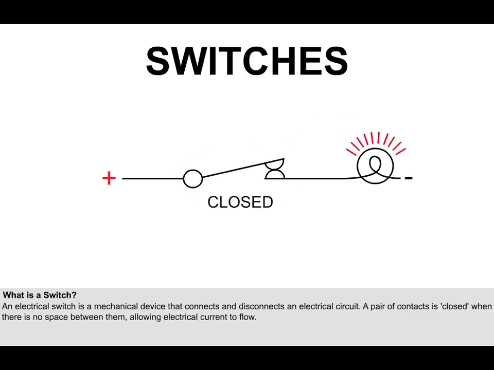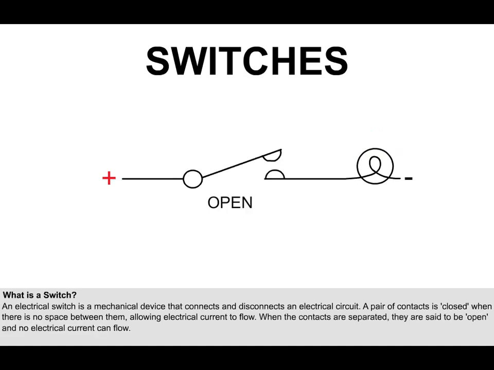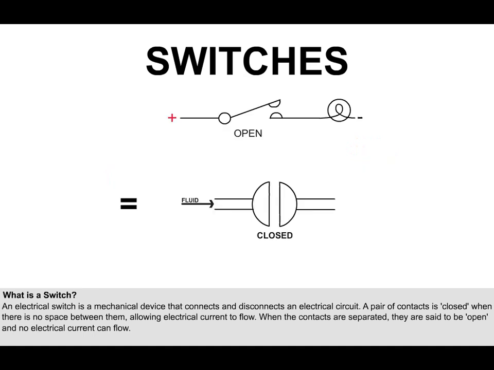A pair of contacts is said to be closed when there is no space between them, allowing electrical current to flow from one contact to the other. When the contacts are separated by an insulating air gap, they are said to be open, and no electrical current can flow. It is worth noting that this terminology is the opposite of that used in hydraulic systems, where a closed valve prevents the flow of fluid and an open valve permits flow.